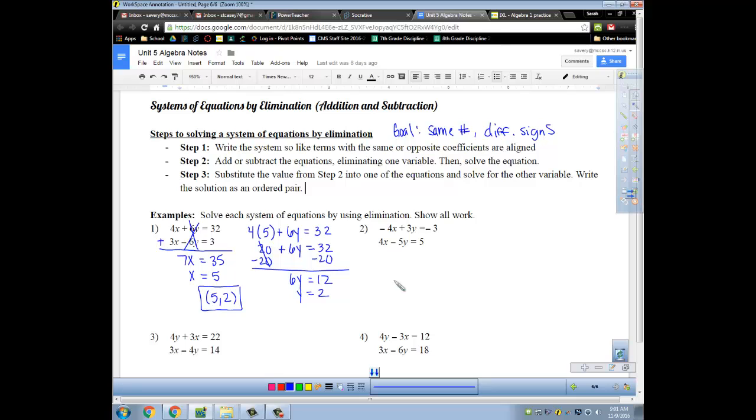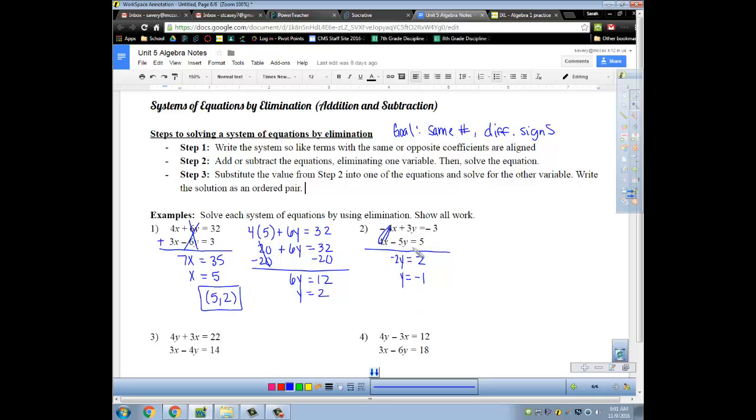Second example, again looking for same number but different signs. So my x's, they both have a 4 and they have different signs. So this is eliminated. 3y minus 5y is negative 2y. Negative 3 plus 5 is 2. So y equals negative 1.